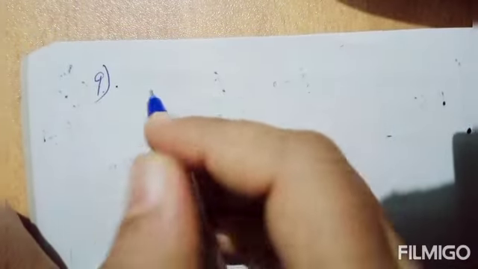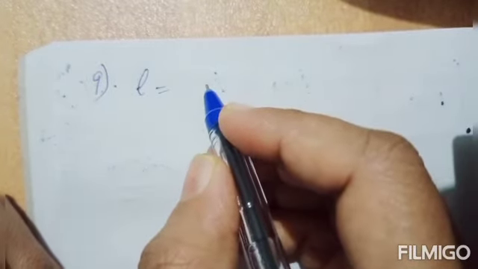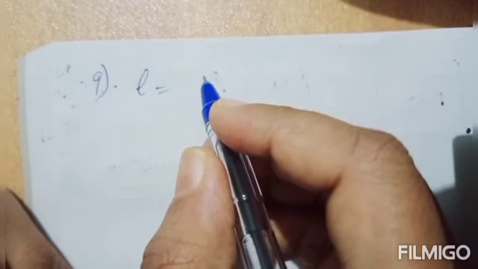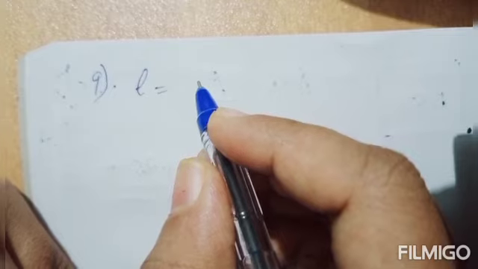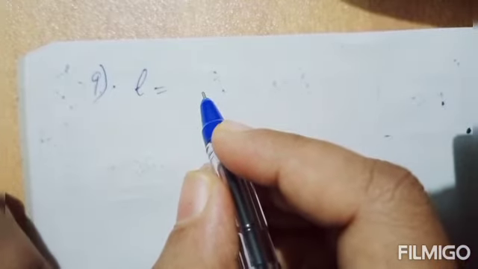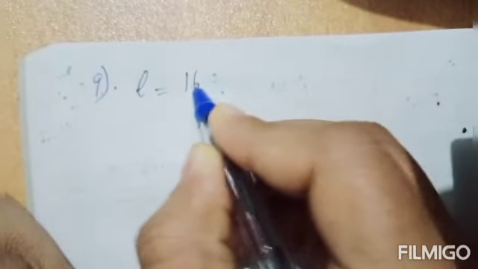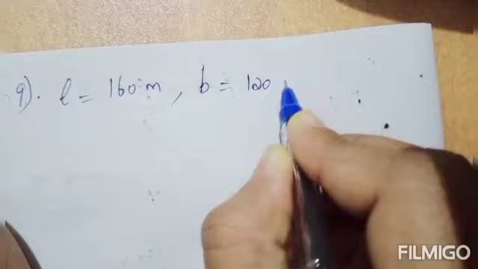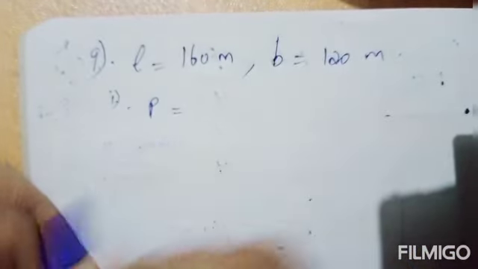Next, ninth question. A rectangular field has length equal to 160 meter and breadth equal to 120 meter. Find first one the perimeter of the field. Second, the length of fence required to enclose the field. Third, the cost of fencing the field at the rate of rupees 80 per meter. Okay, so length of rectangular field is given 160 meter. Breadth of rectangular field is given 120 meter. You have to find, first question, perimeter of field.